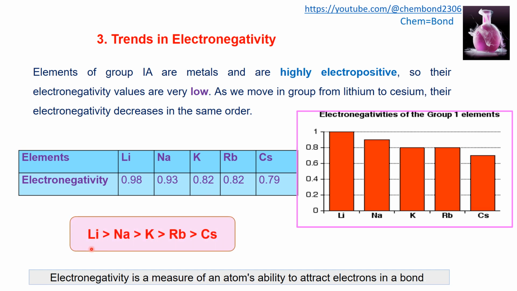So lithium will have a higher electronegativity value and cesium will have a lower electronegativity value.